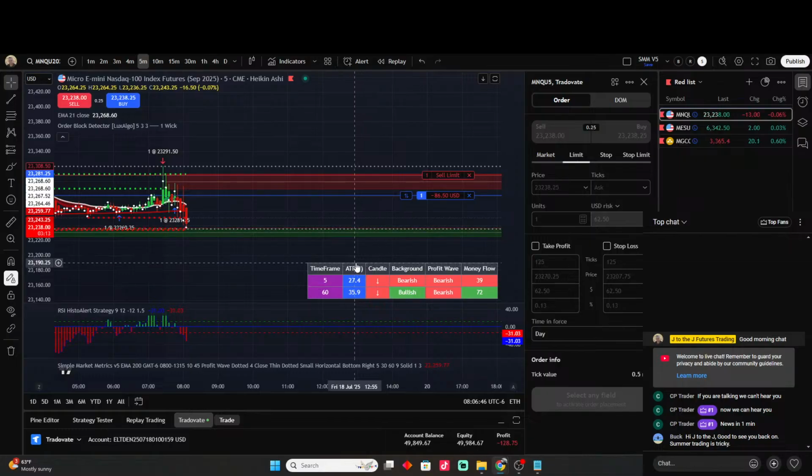Good level to watch is right here on NQ. See if we hold this level or if we're going to spike off of it. Our chart's still bullish on NQ. We've been bullish for quite a while.